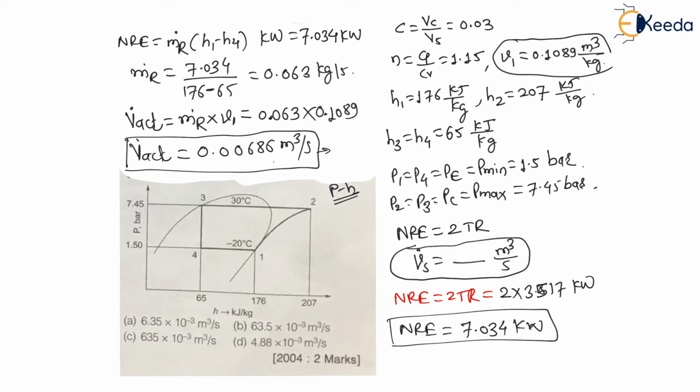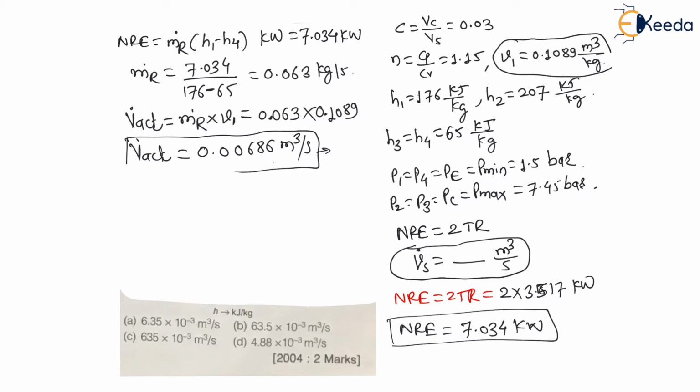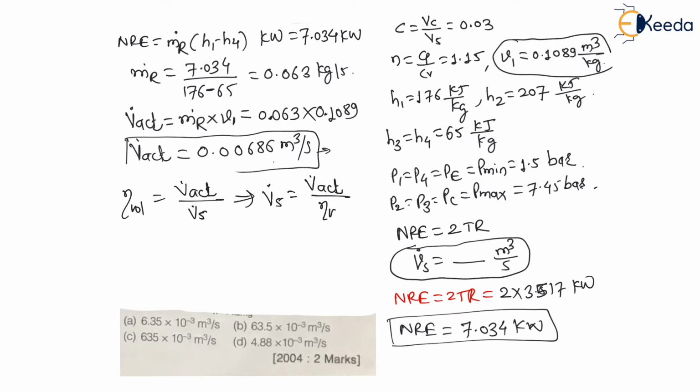Now here I am erasing the question so that we will get sufficient space for the solution, right? Now we have one concept, that is volumetric efficiency. Volumetric efficiency is nothing but actual volume flow rate divided by theoretical swept volume flow rate. Therefore, volumetric efficiency is actual volume flow rate divided by swept volume flow rate or displacement volume flow rate. So from this we can say displacement volume flow rate is equal to actual volume flow rate divided by volumetric efficiency.